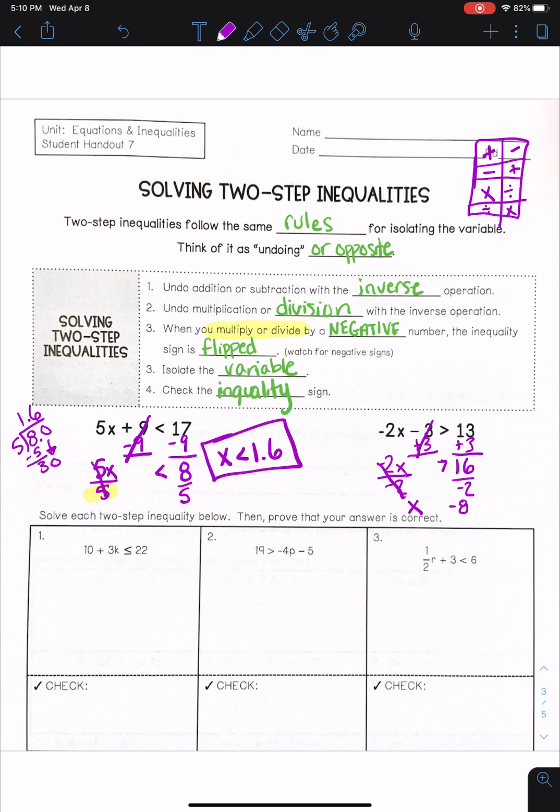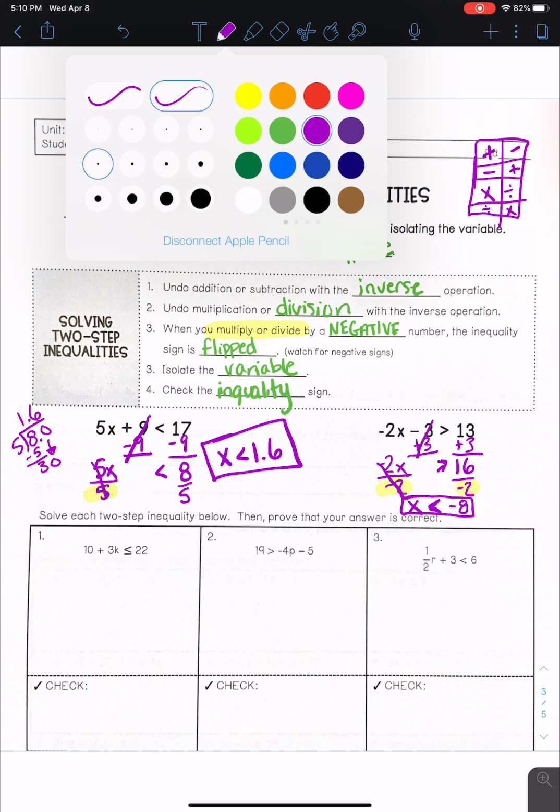Now, this time, if I look, I divided by negative 2. Well, if I divide by a negative, my symbol has to flip. So instead of greater than, it's now less than. Okay? Let's try a few more.